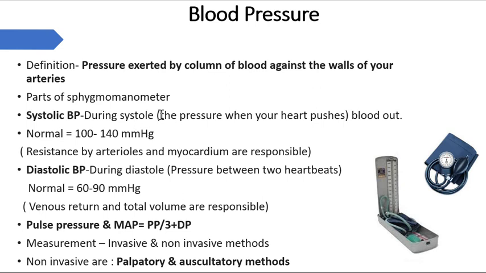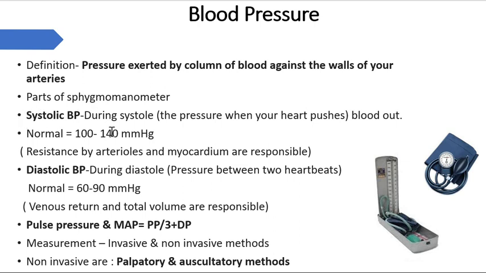What is systolic BP? During the systole phase, it is the pressure exerted on the arterial wall. When the heart pushes during systole, the blood is ejected out, and the pressure exerted by that blood on the wall of the artery during the systolic phase is systolic BP. The normal value is around 100 to 140 mmHg.